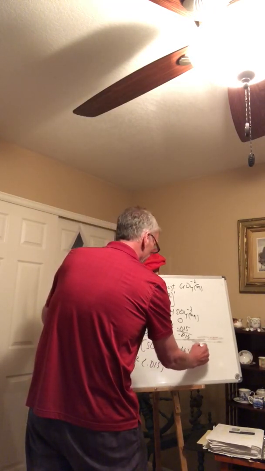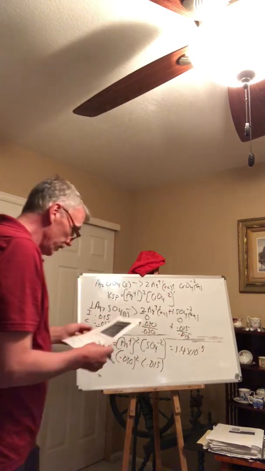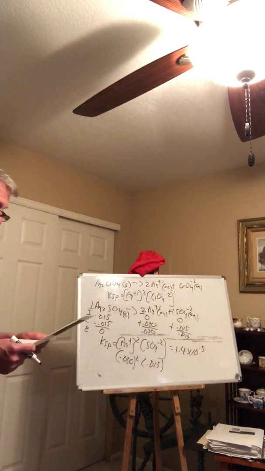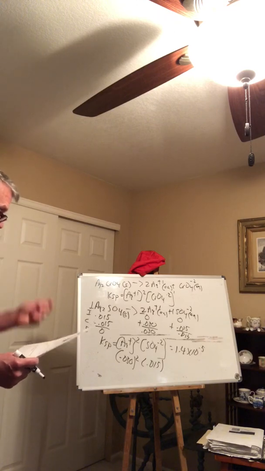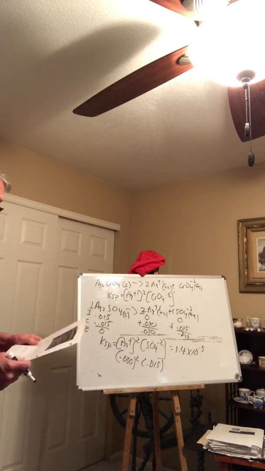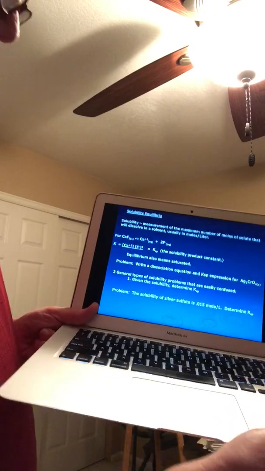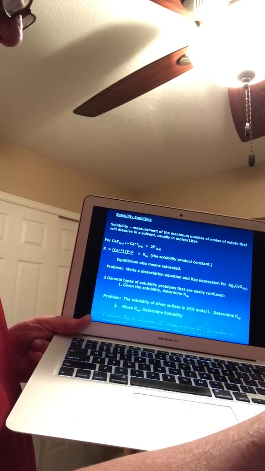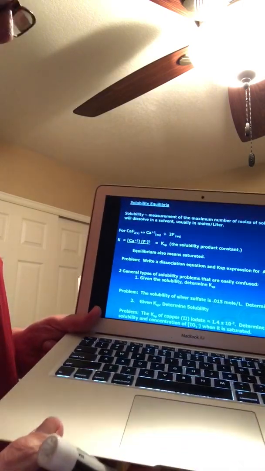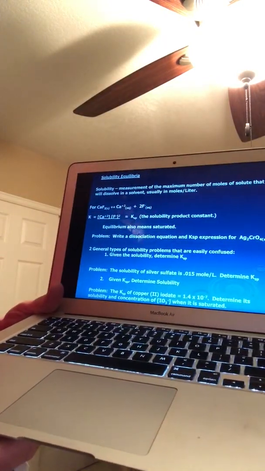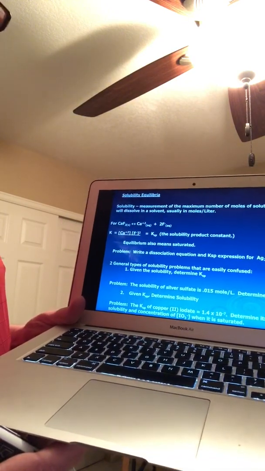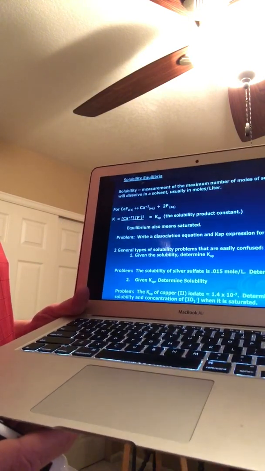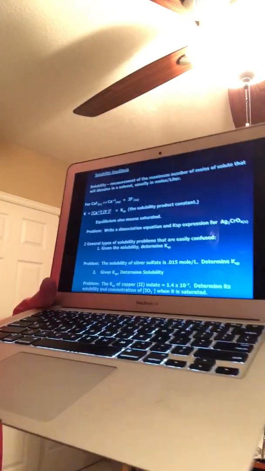And again, the K value is one of the rare numbers that we have that does not have a unit on it. Okay, so that's the first kind of Ksp problem: we are given the solubility, find the Ksp. The other kind of problem is this one: given the Ksp, determine the solubility. So I know this is turning into quite a set of problems, but let's do this one, and then we'll call it a day.